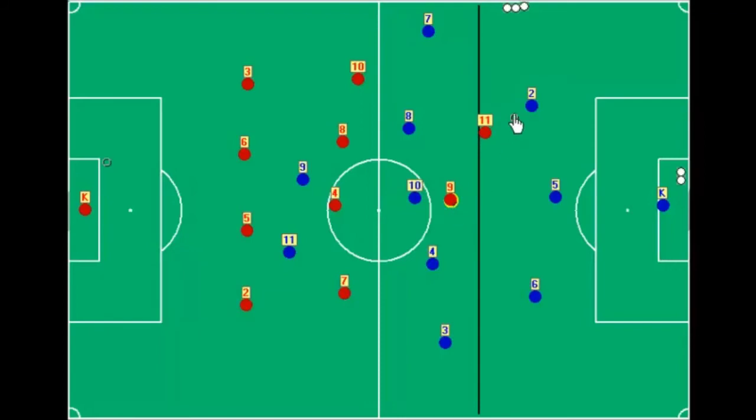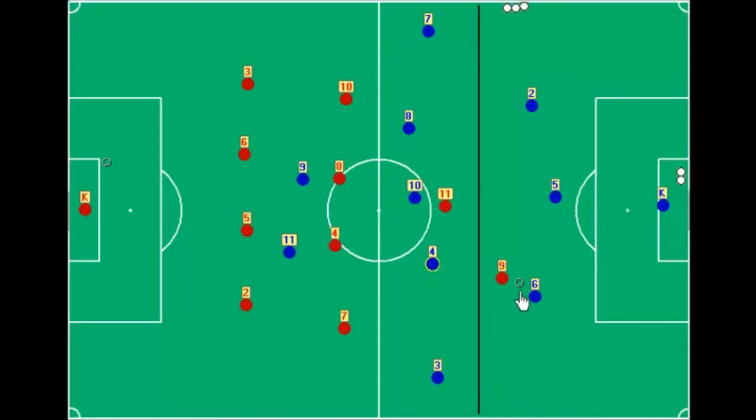Now if the ball is back again towards the middle, nine can go and pressure the ball while 11 will retreat behind diagonally. Now if the ball is shifted to the other side to six, it will be nine that will challenge this player, pressuring towards the wide area, and 11 to get diagonal to nine.